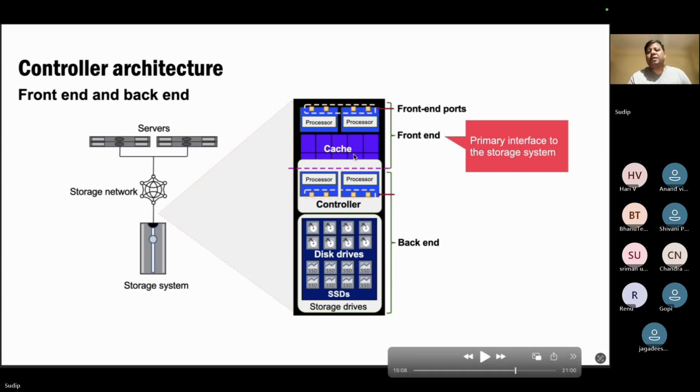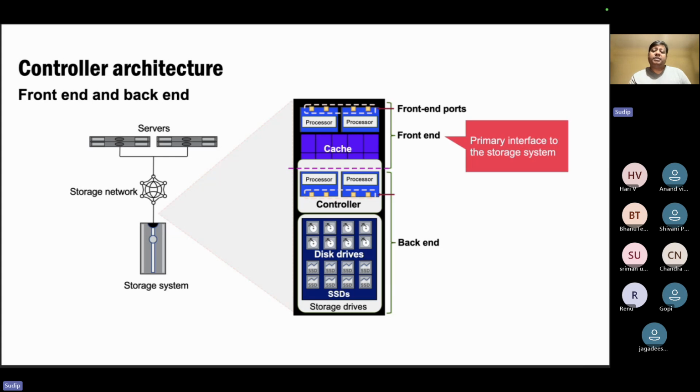What is this cache? This cache is nothing but like RAM. It's actually a RAM only, nothing different. They just gave a different terminology. I will tell you later why, because unlike a RAM, a lot of things happen here.